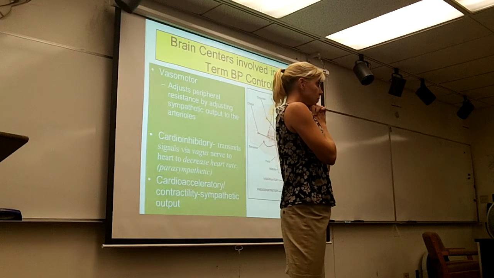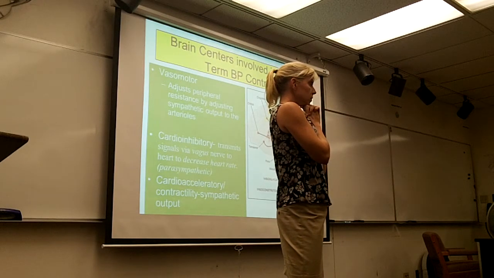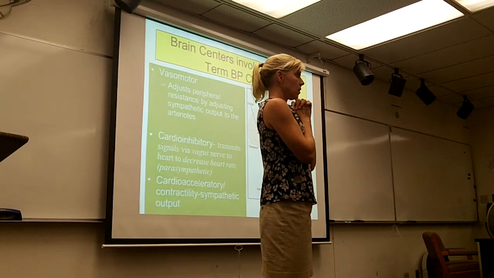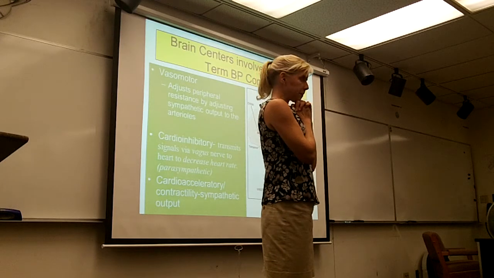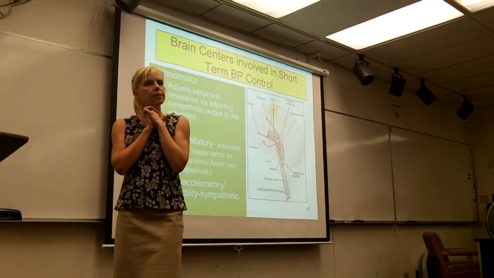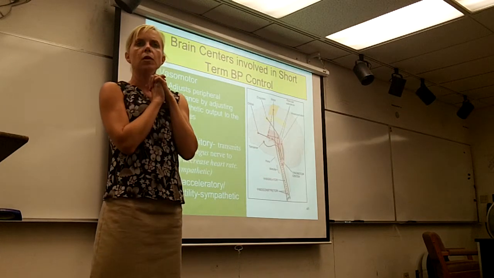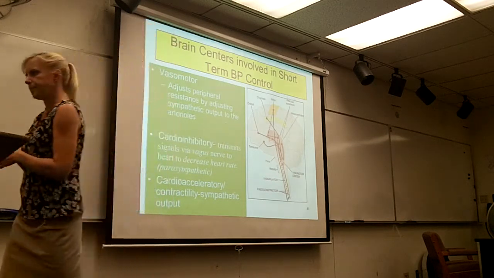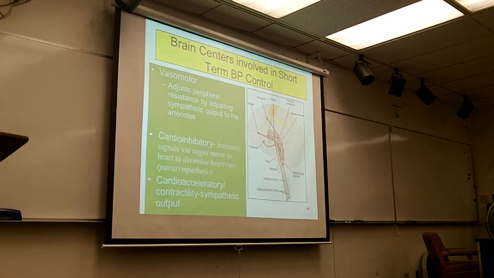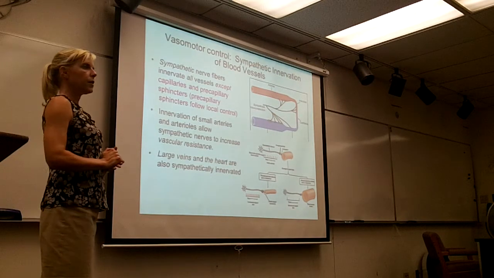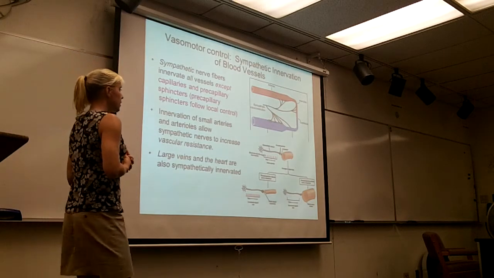When you say increase the squeeze on the blood, were you referring to the cardioacceleratory or the inhibitory? Cardioacceleratory and inhibitory have nothing to do with blood vessels. Vasomotor. So vasomotor activity, which autonomic system has the most control over the radius of your blood vessels? Sympathetic. All right, so here's a picture showing you how the medulla oblongata, through its vasomotor center, can increase the vasomotor activity of your blood vessels.